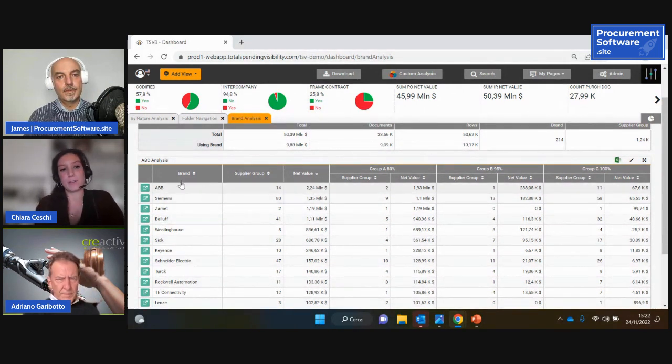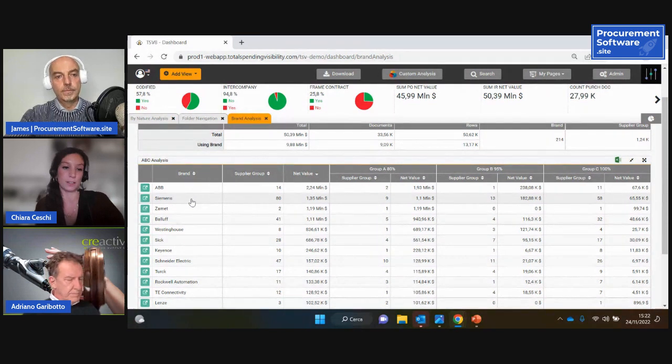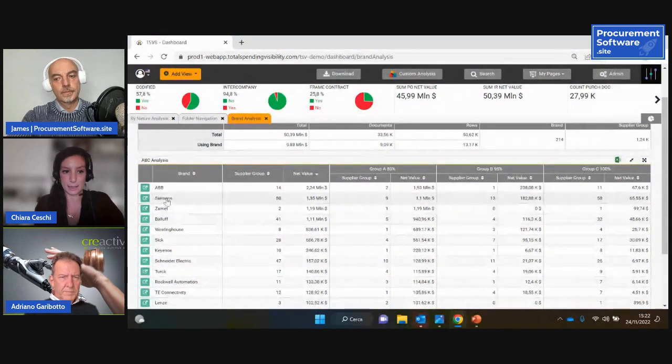And we can compare the information of the brands, so the name of the manufacturer, which is one of the information that is enriched by Creactives over the data, in comparison with how many supplier groups are connected to this brand. So, for example, I can see that the brand Siemens is acquired from more than 80 suppliers. So it's a long list of suppliers. But you can click on that and you can know what is behind.